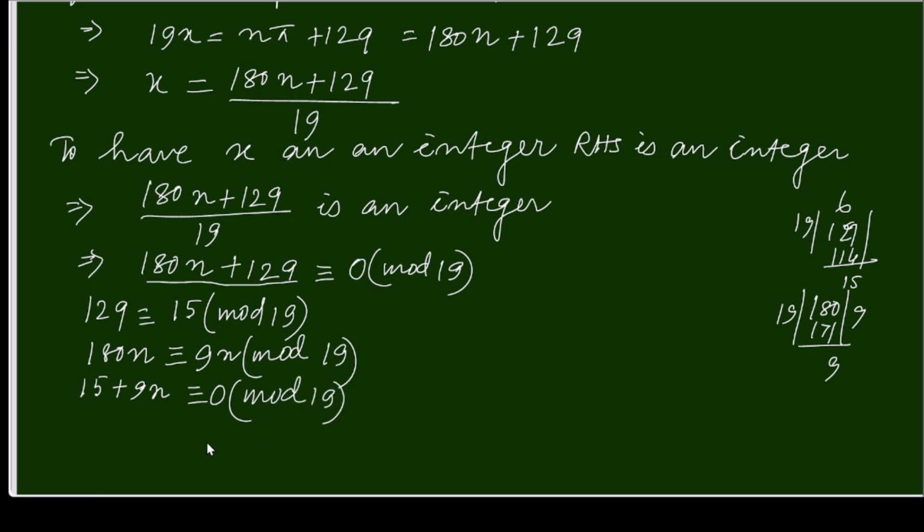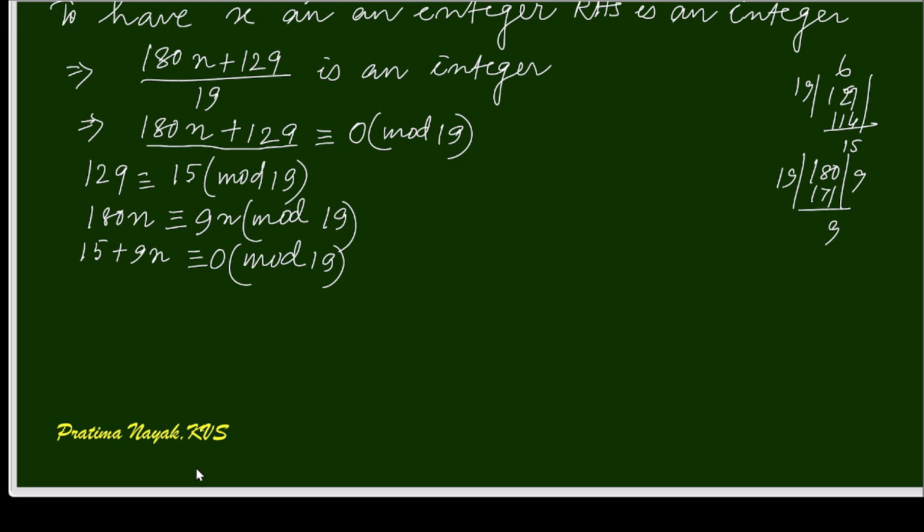So now I think it is easy to get the value of n. Starting from n equal to 1, 2, 3, and so on, you will find that when n is equal to 11, I am getting 15 plus 99, which is 114. That is congruent to 0 modulo 19, because 19 times 6 is 114. So n is equal to 11.